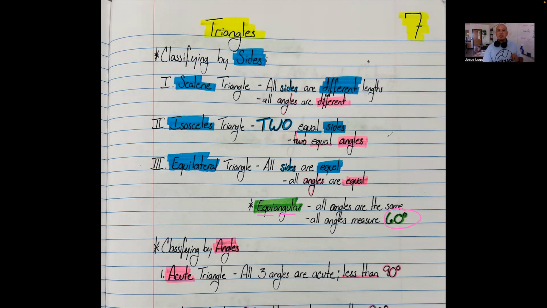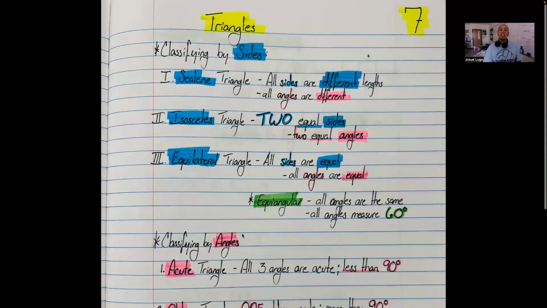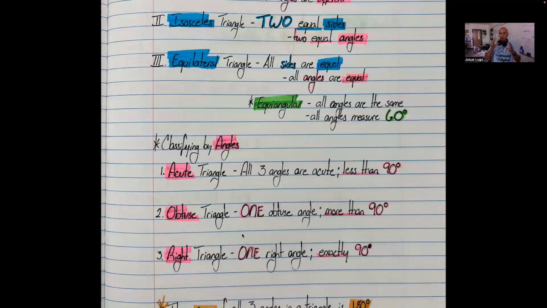So again, this was classifying triangles by their sides. So ladies and gentlemen, what if we're talking specifically about the angles? What if we were going to classify these triangles by their angles? Well, let's begin with the acute, obtuse, and right triangles.